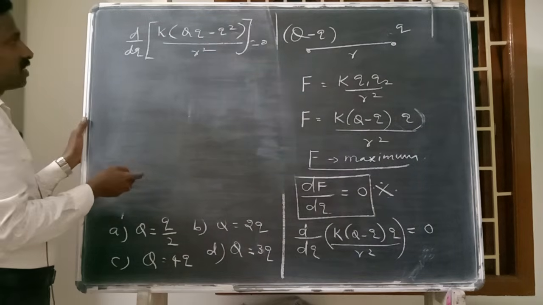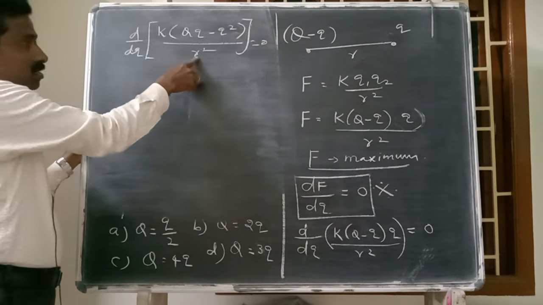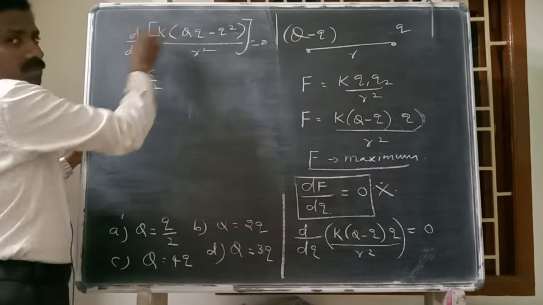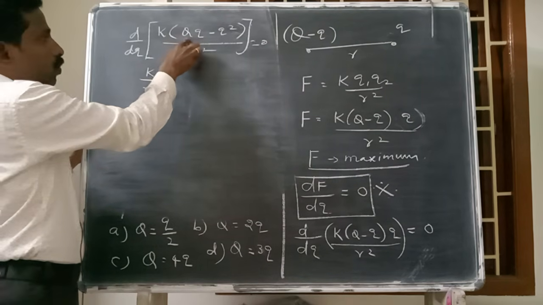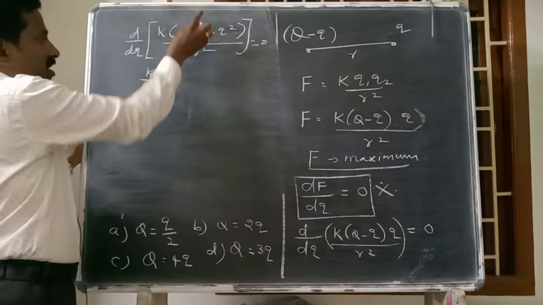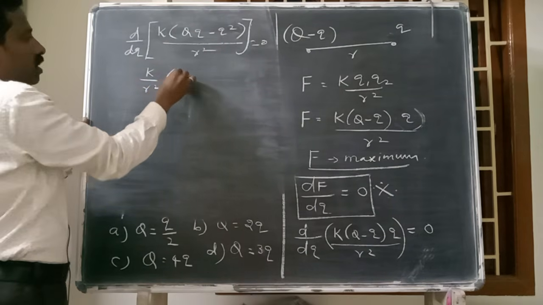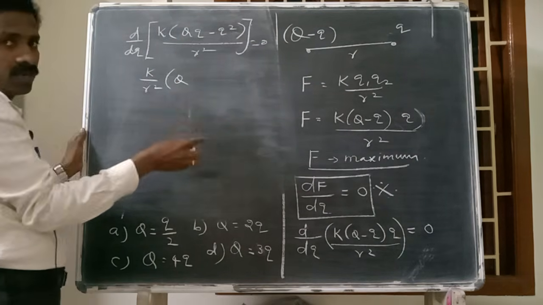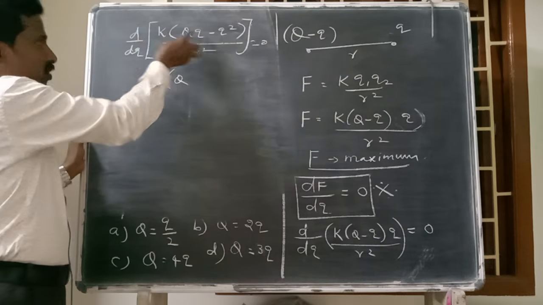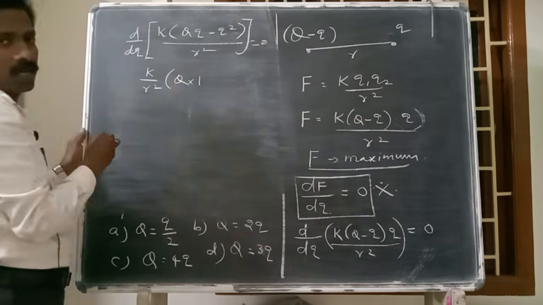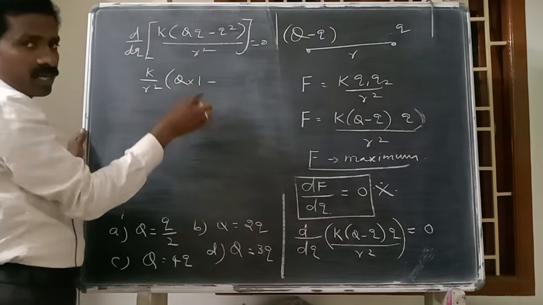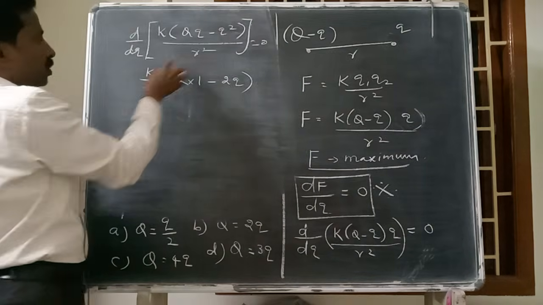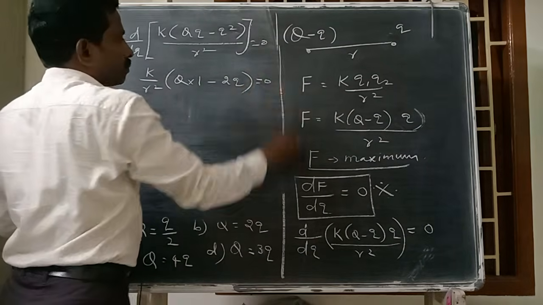Now we can differentiate. This k is constant and r squared is constant, so that is taken outside, k by r square. Now you differentiate these terms with respect to q. In capital Q into small q, capital Q is a constant, so you keep it undisturbed, and if you differentiate small q with respect to q, you will get 1, minus, if you differentiate q squared with respect to q, you will get 2q. Divided by r squared, equal to 0.